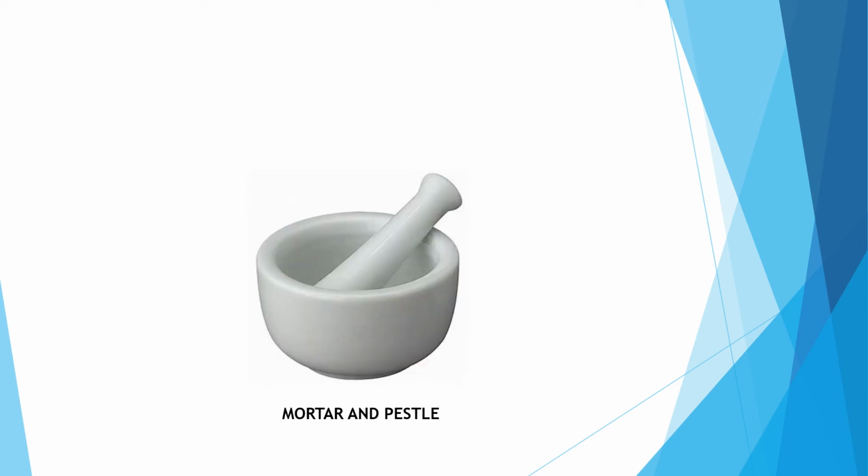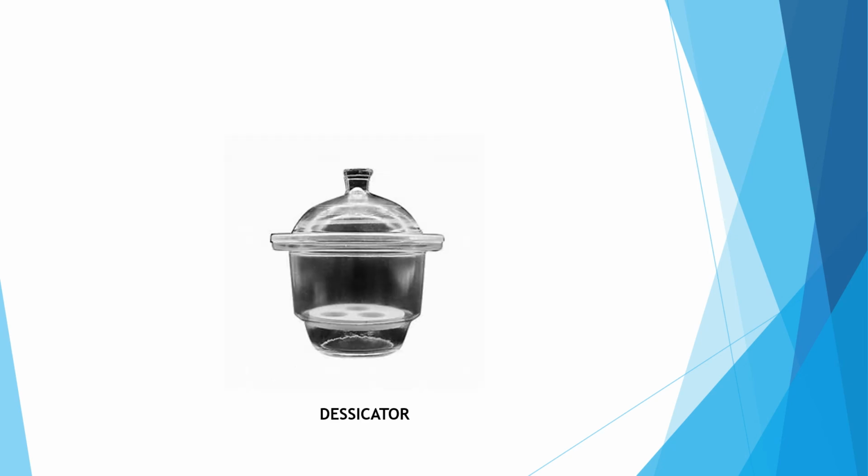The next is the mortar and pestle. Mortar and pestle are used to crush the compound. When we have a collection of powdered compound, we crush it, and then all the particles separate out, and we can easily do our reactions. The next is the desiccator.